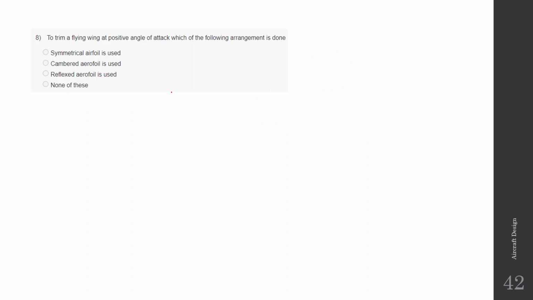So this is the same question again. To trim a flying wing at positive angle of attack, which of the following arrangements is done? Flying wing means that the aircraft has no tail, and we want to trim it at positive angle of attack. Then what kind of aerofoil is used? We cannot use a symmetric one, and we cannot use a cambered one, so we have to use the reflex aerofoil.